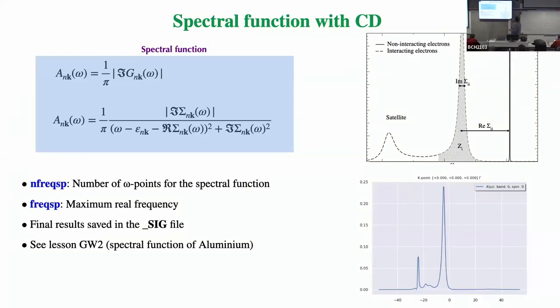Okay, well, if you use the contour deformation method, then you can also obtain the spectral function. By default, this calculation is deactivated because it's expensive. But if you want to do contour deformation plus spectral function, then you select the number of points in the input file, by default zero, and also the maximum frequency along the real axis. And this is what you should get. I think this was a result for silicon dioxide or something, or the spectral function of aluminium. Okay. All the results are stored in a text file here, and then you can plot it with Matplotlib or any other tool. And as you can see here, we have the quasi-particle peak plus some satellites.